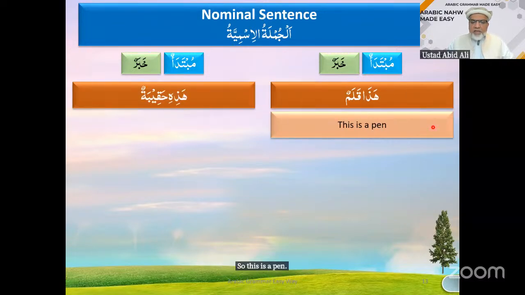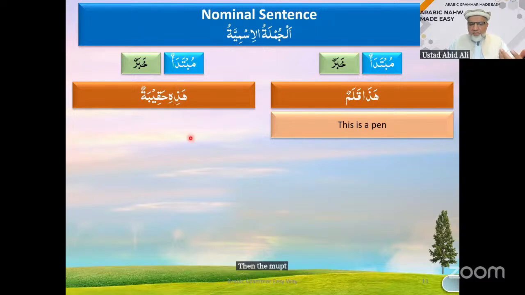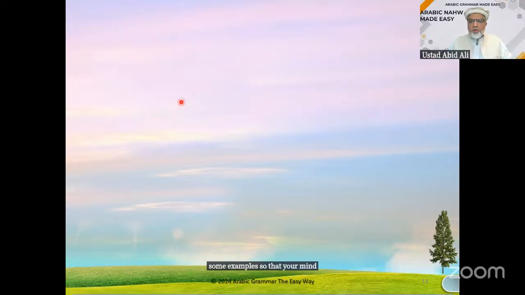And if I change the gender, hadihi haqiba is a bag. In Arabic, the haqiba is, because of the ta marbuta, feminine. When we are dealing with a feminine khabar, then the mubtada has to be feminine as well. So hada is for male and hadihi is for female. So we will say this is a bag, right? So it's a pretty simple idea. Before getting into the details, I wanted to show you some examples so that your mind is already aware of what we are going to look into further.